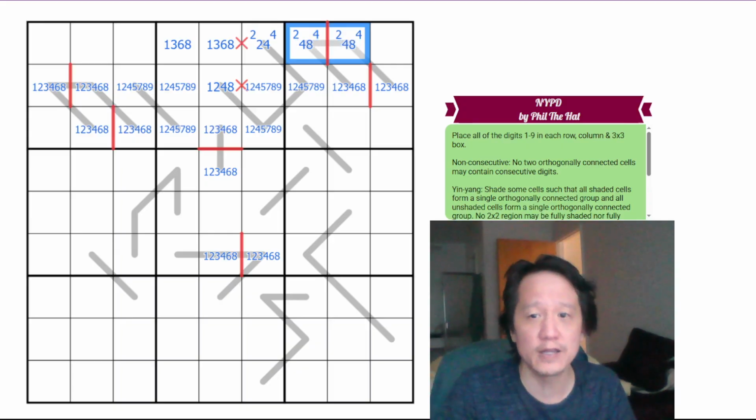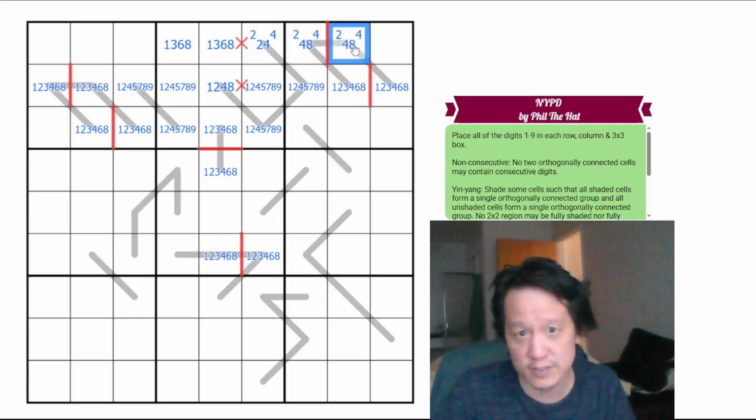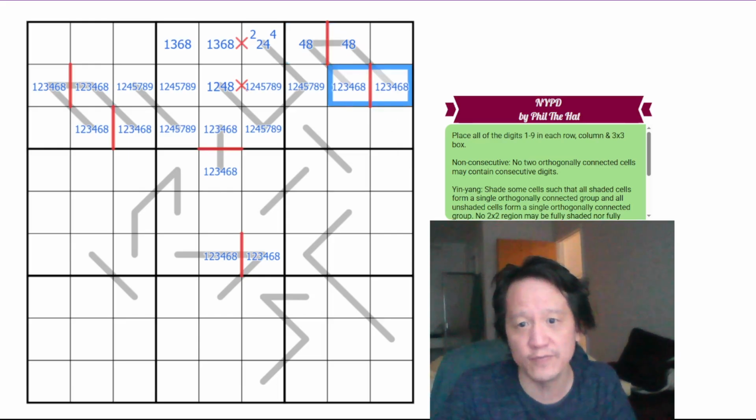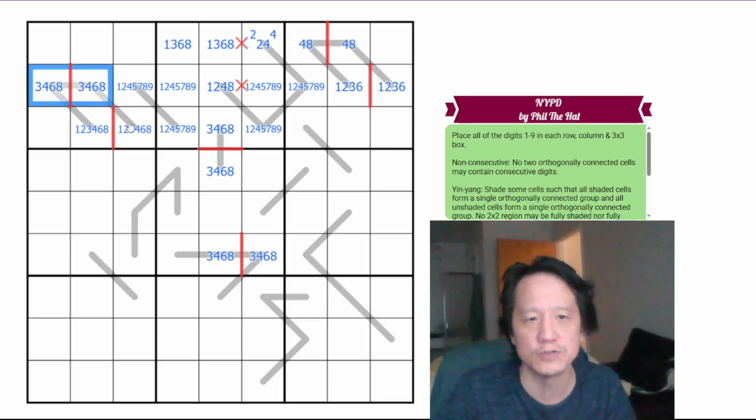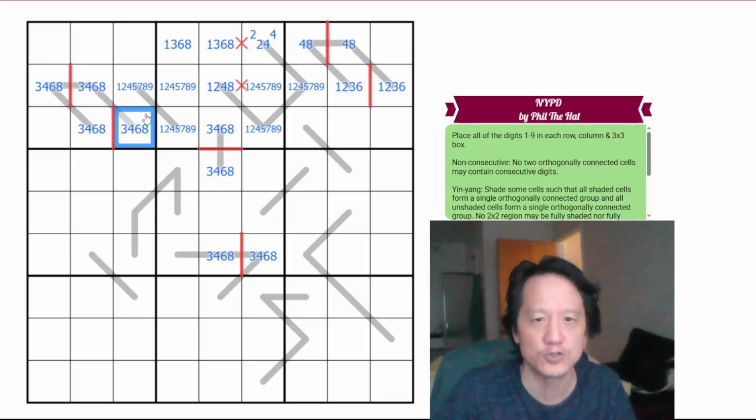No two orthogonally connected cells may contain consecutive digits. This has to be a 4, 8 pair, which means this is 4, 8. This cannot be 4, 8. You can't have 1, 2 next to each other. So this can't be 1, 2. It's a 3, 4, 6, 8 triplet.